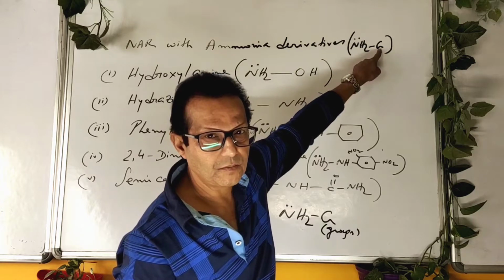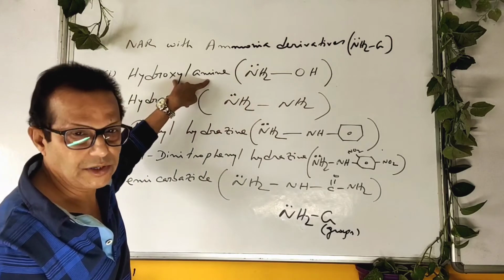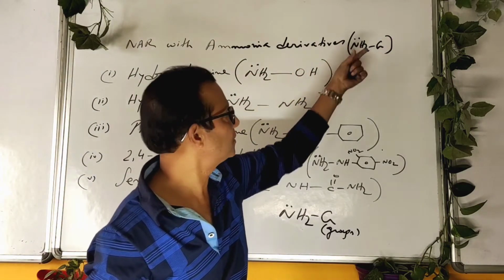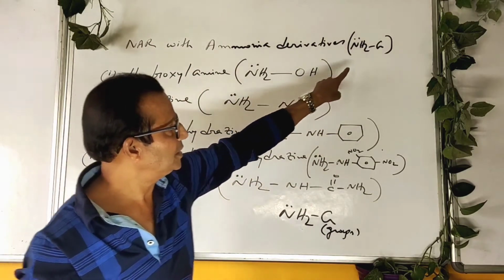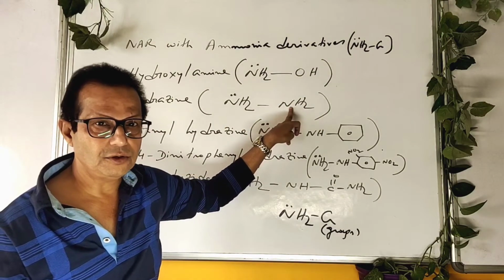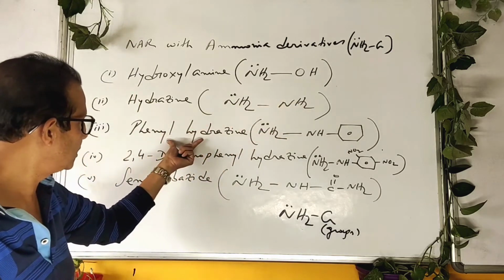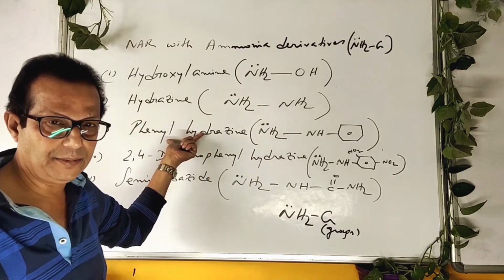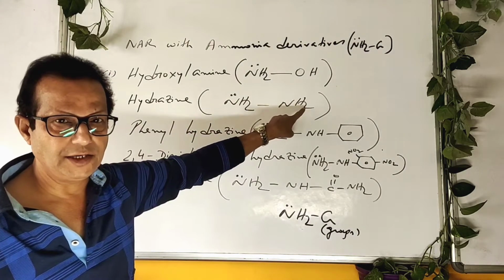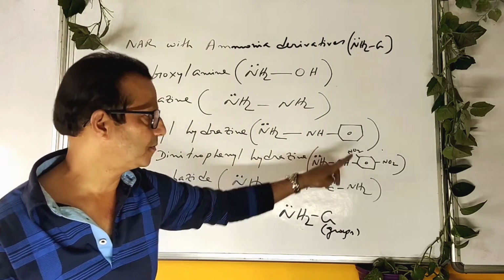Instead of G, if we write OH, the compound is called hydroxylamine. Keep NH2 as it is. Instead of G, if we write NH2, that's called hydrazine. Now, third derivative is phenylhydrazine. Just replace one hydrogen by benzene, that's called phenylhydrazine.